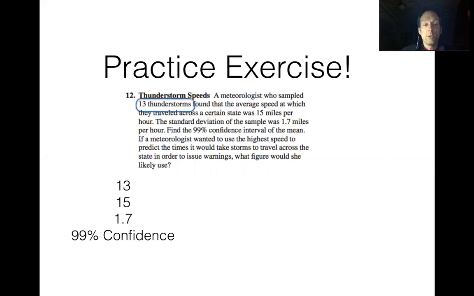They've written in 13 thunderstorms. The meteorologist sampled 13 thunderstorms. So I've got a quantity of 13 of something. That's going to be my n. So I'm going to go straight away to 12 degrees of freedom. 15, rather, the average speed. Well, they did say the average speed within the context of 15. My 15, it could be a mu or it could be an x bar, but it's connected to my sample size. So that means that my 15 is going to end up being x bar.